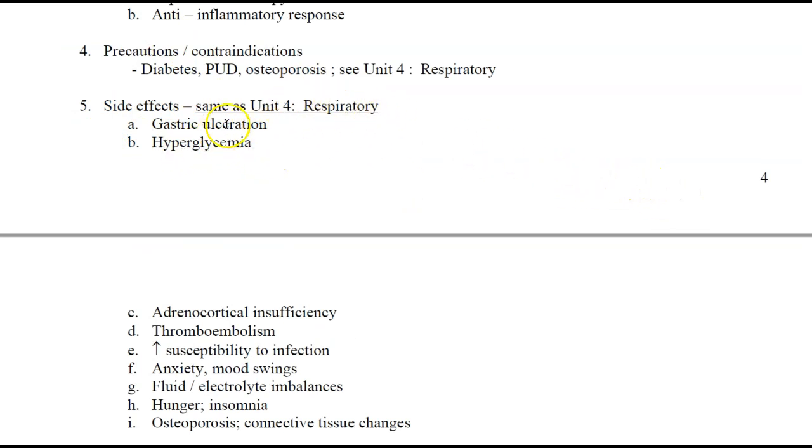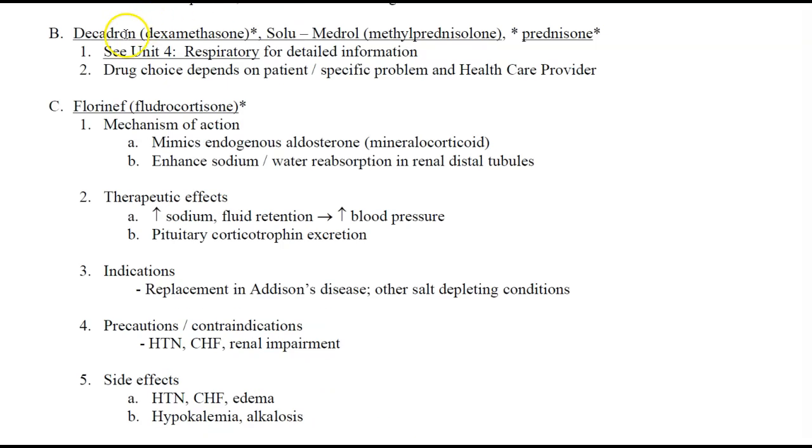You have your gastric ulceration, hyperglycemia, adrenocortical insufficiency, thromboembolism, increased susceptibility to infection, and you also have anxiety and mood swings, fluid and electrolyte imbalances, hunger and insomnia, and osteoporosis. You also have Decadron or dexamethasone and Solu-Medrol or methylprednisolone. Then you also have prednisone.